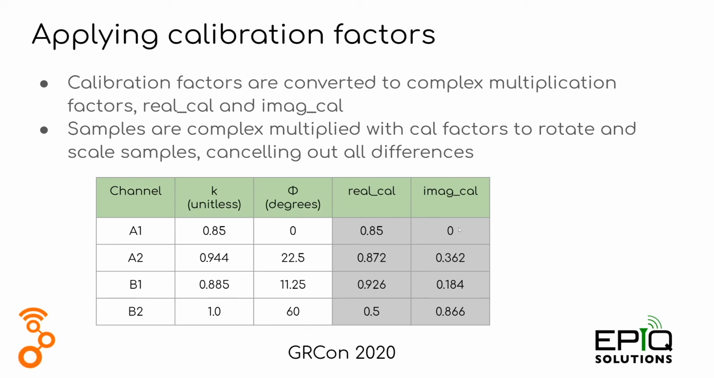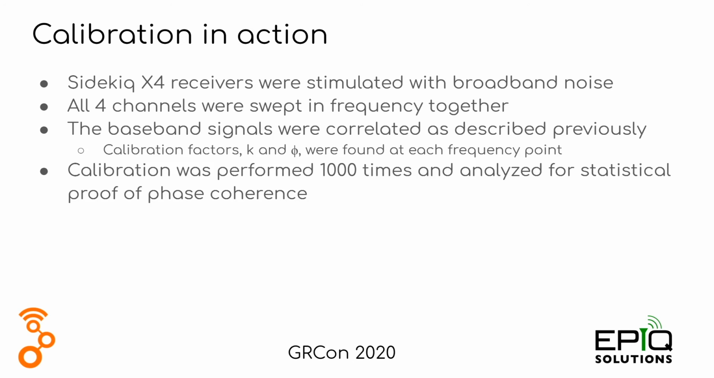So you get a stream of samples coming in from channel A1. You apply this complex multiplication to it. There's really no phase shift on A1 because it was the reference in terms of phase. But as you can see, these others do have a phase shift, and the scaling factor is included in that. So ostensibly, you could cancel out all of the differences from each of the channels by applying this complex multiplication. So let's see it in action here.